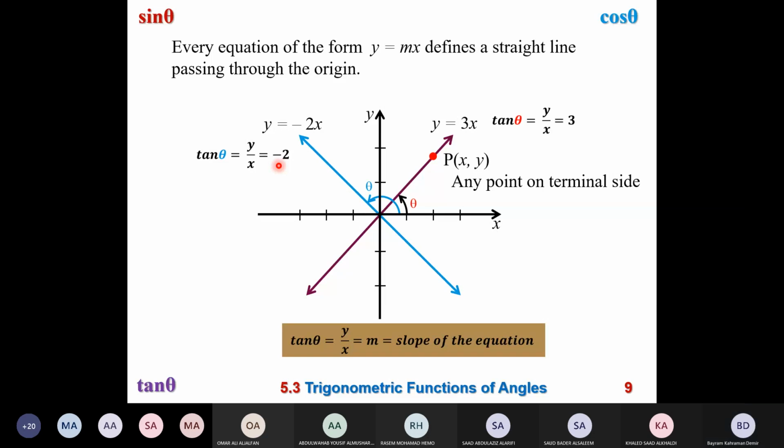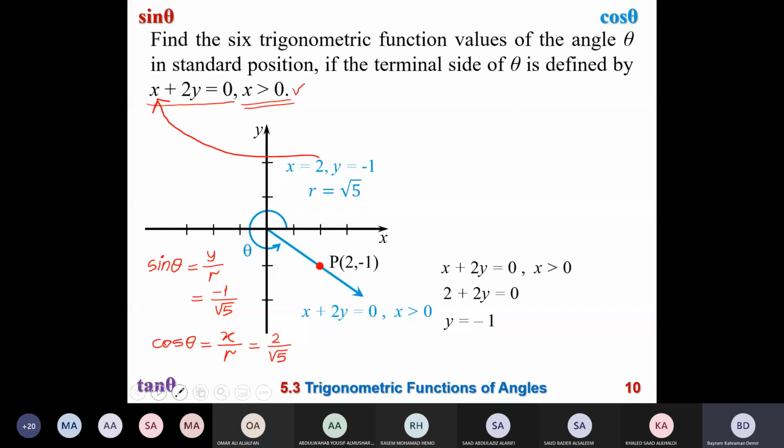Now, let's see the question. Find the trigonometric functions of the angle theta in standard position if the terminal side of theta is defined by the equation x plus 2y equals 0. If you sketch the graph of x plus 2y equals 0, it will cross the origin and it's going to be a decreasing graph. Normally, it is a decreasing graph.